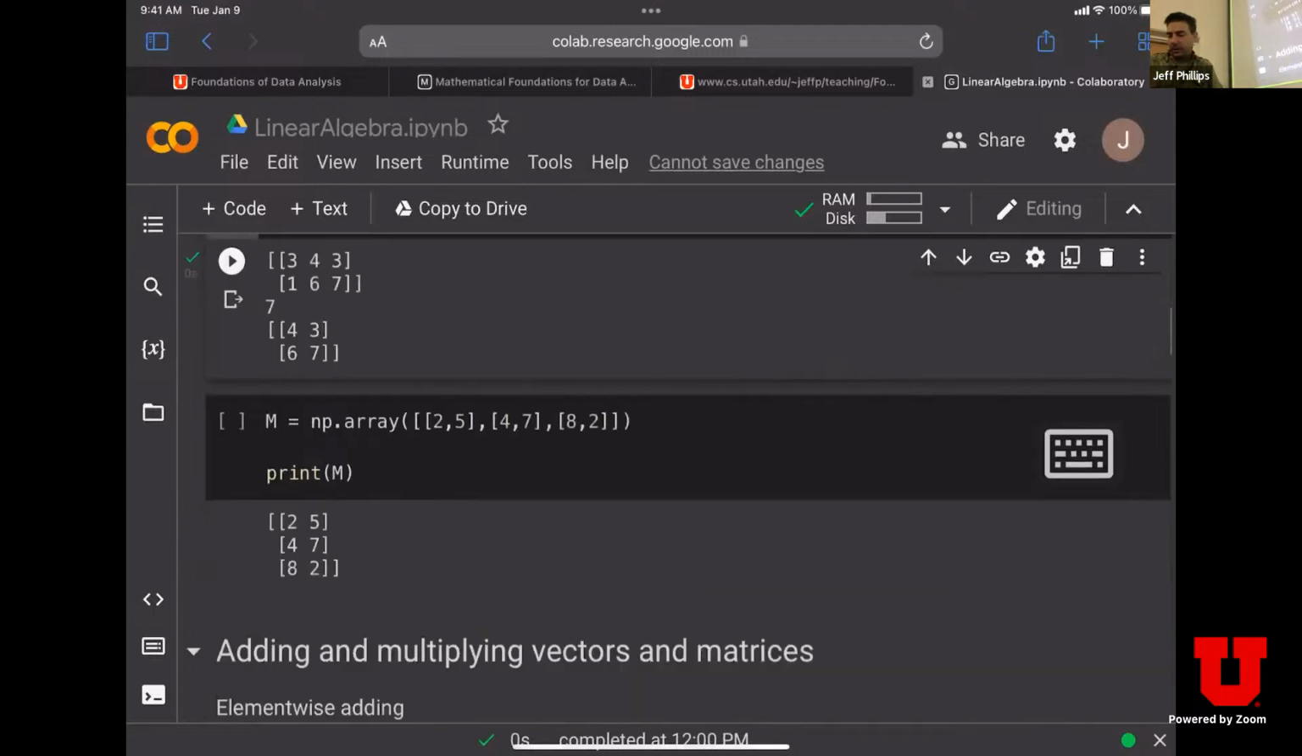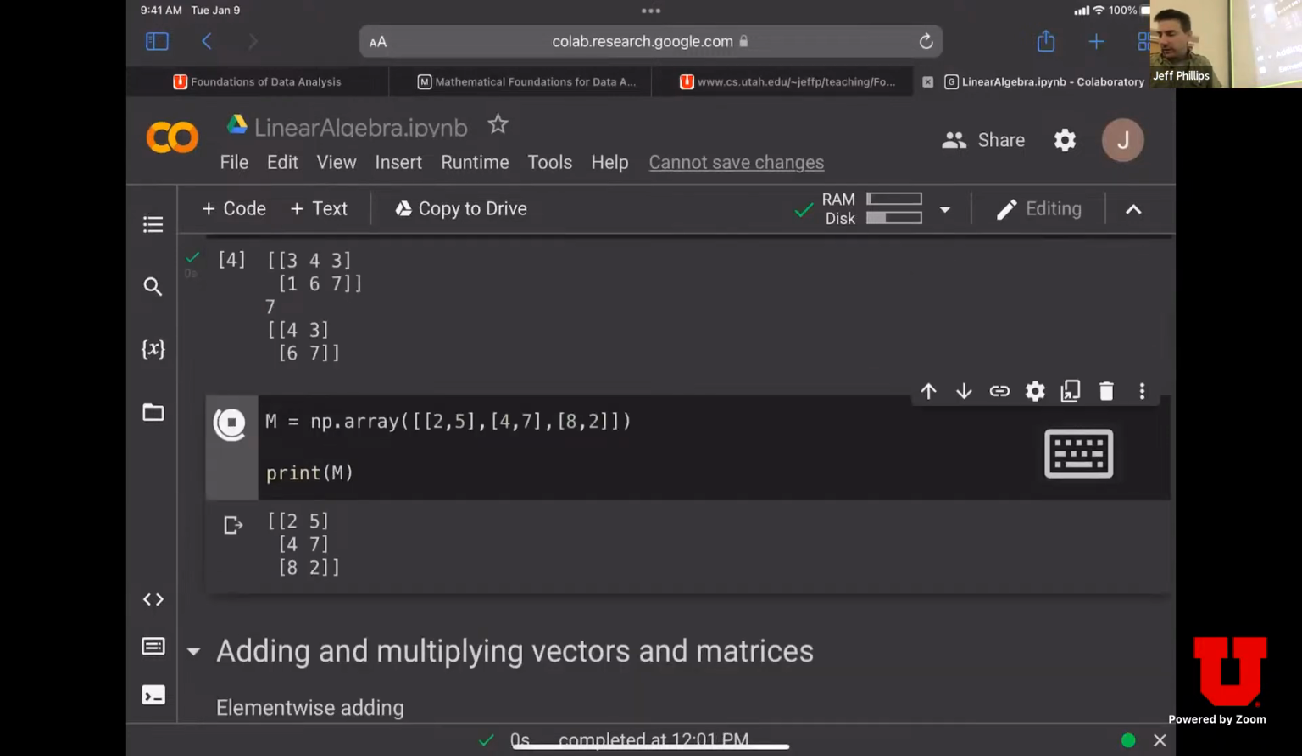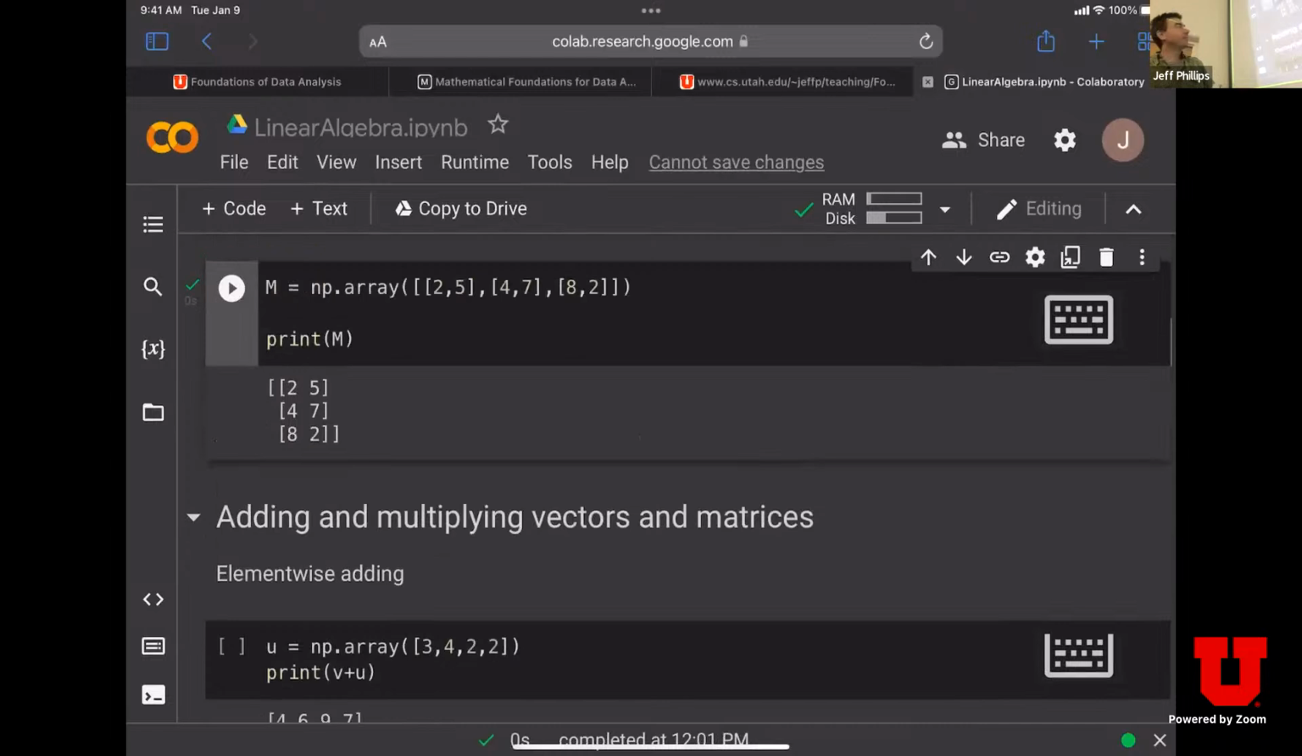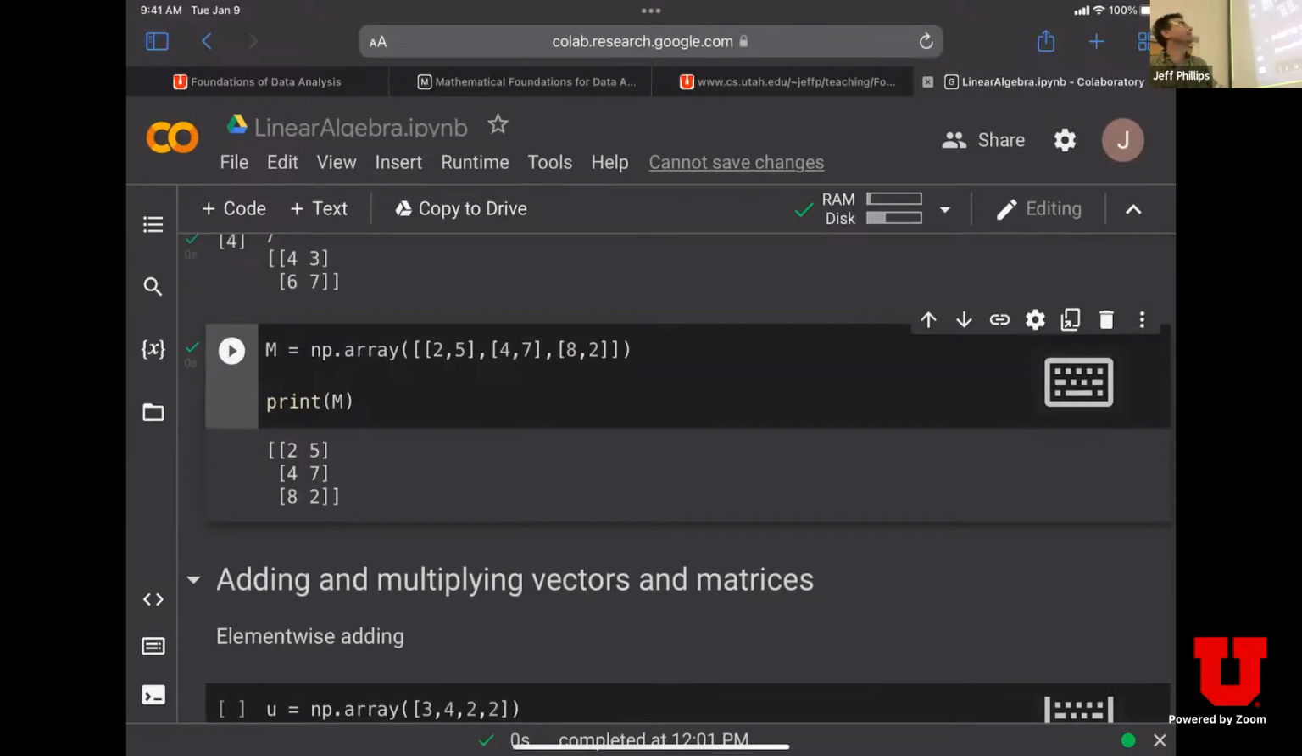Okay. I don't think we need this. Here's another example of a matrix. This is n rows and 2 columns instead.